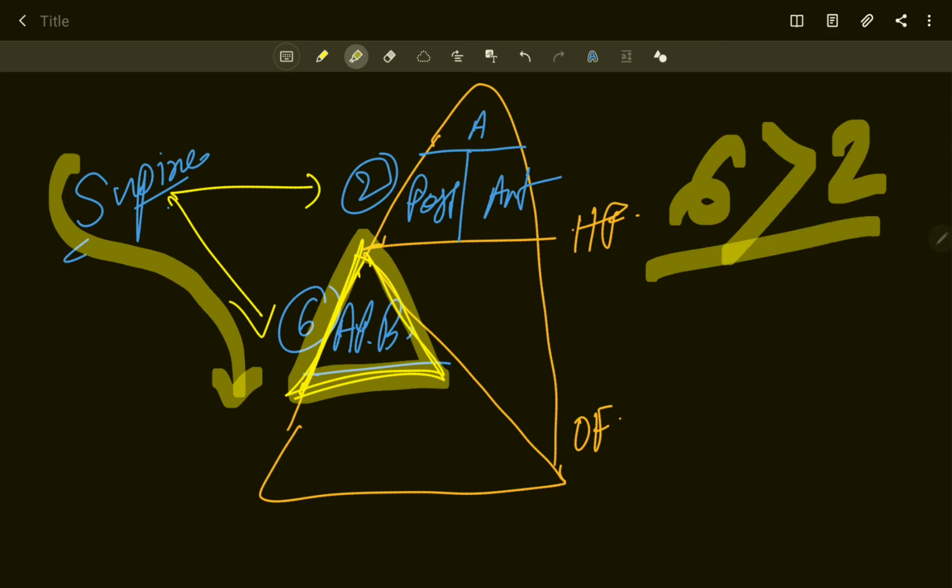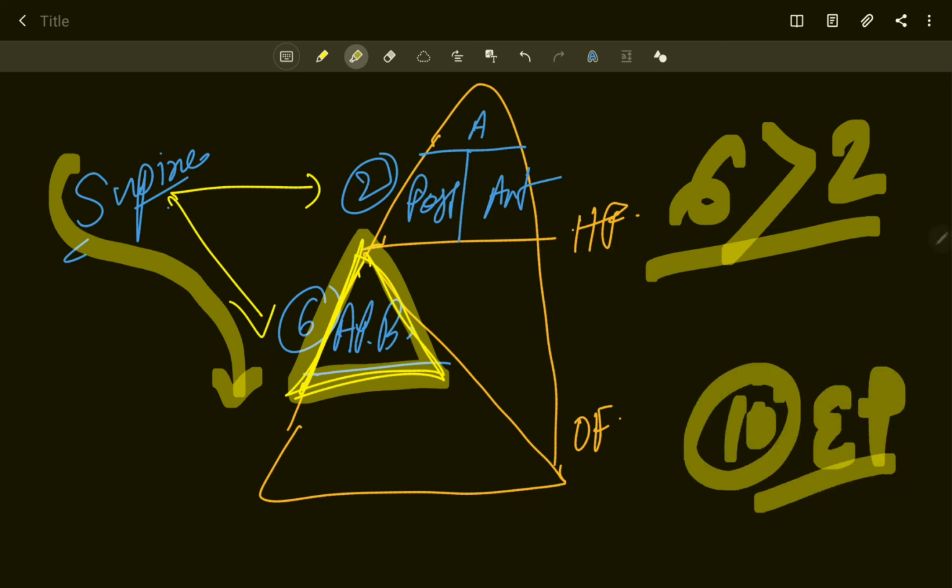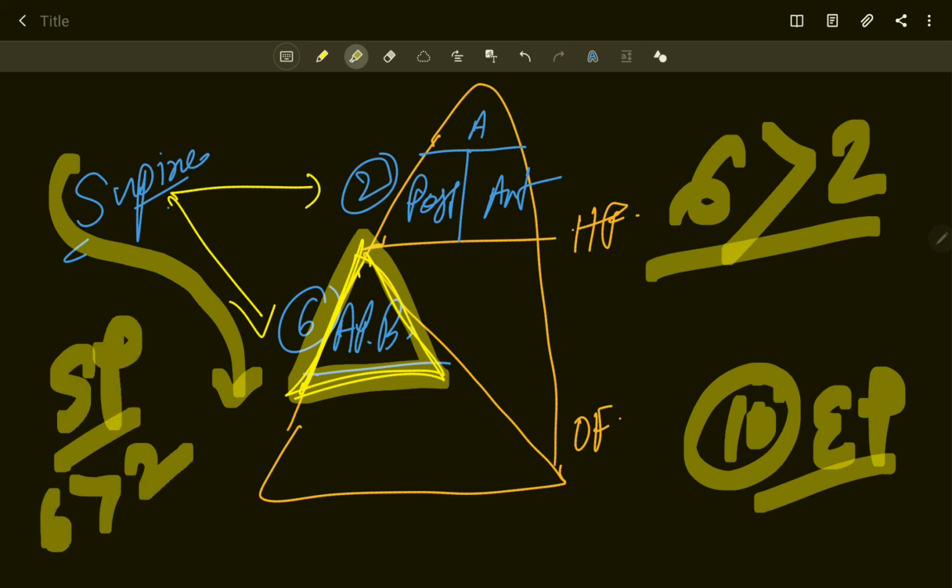And there is no confusion in case of erect posture. In erect posture, the posterior basal segment, or segment number 10, is the most dependent, and in supine posture 6 is greater than 2. So that's all about bronchopulmonary segments. Thank you.